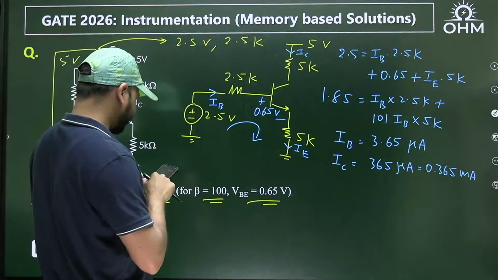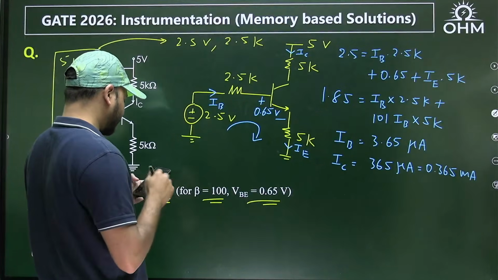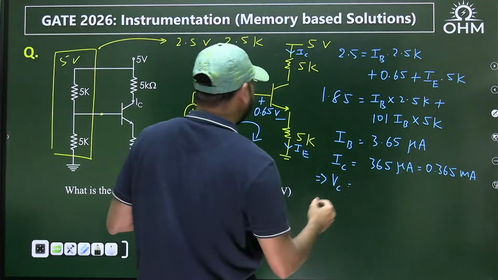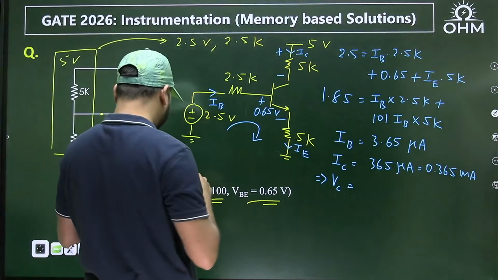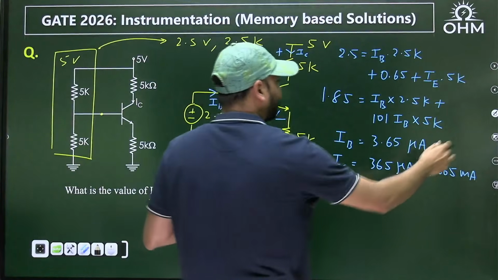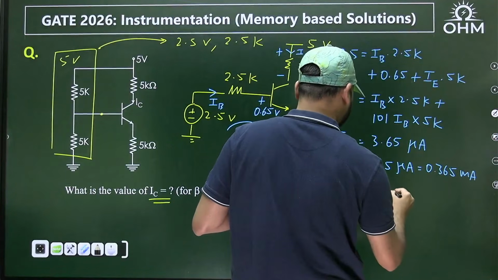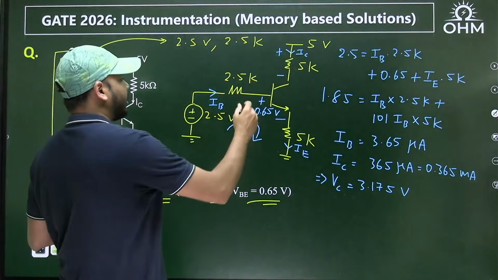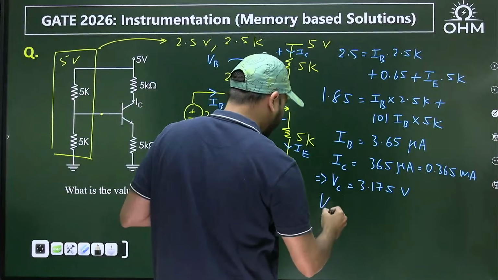0.365 into 5, and then subtract from 5. So the voltage at the collector is 5 minus the drop across 5K. I'm getting 3.175 volts. And then you should also find the voltage at the base, which we can call VB.